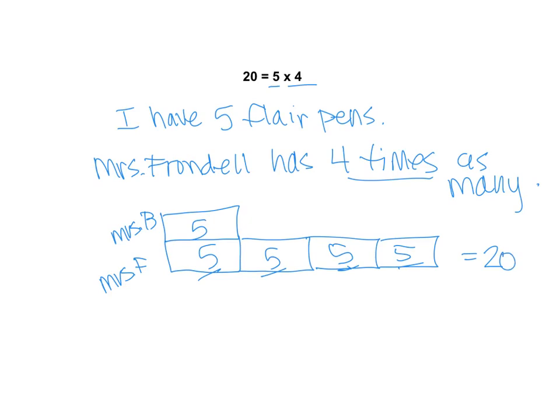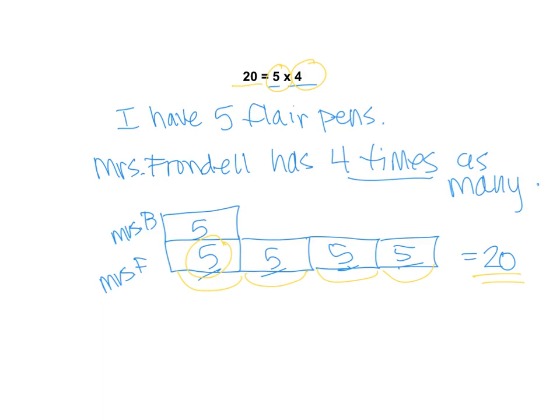So when I'm looking at my number, my 4 times is represented here. The number inside is represented here. And then there's our answer.